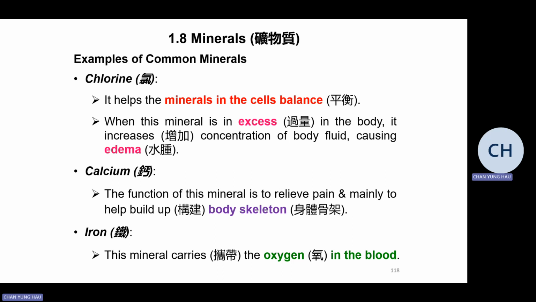How about chlorine? Chlorine has an antimicrobial effect. But if this mineral is in excess, it increases the concentration of body fluid, causing edema. Calcium, of course, everyone knows is good for our bone, or skeleton, together with vitamin D absorption, so it can enhance bone density. Iron. Iron is used to carry oxygen in blood and is a major component in our hemoglobin, that is the red blood cell.